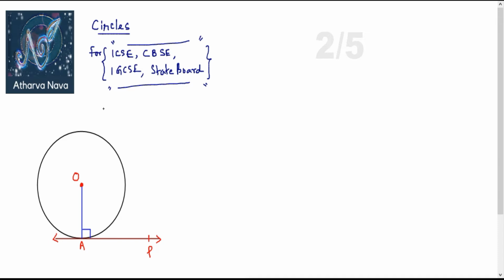Previously I have explained how a straight line can intersect a circle and what are the possible ways, and what is a diameter, chord and a tangent. I have explained in detail. Now let's see some more properties.